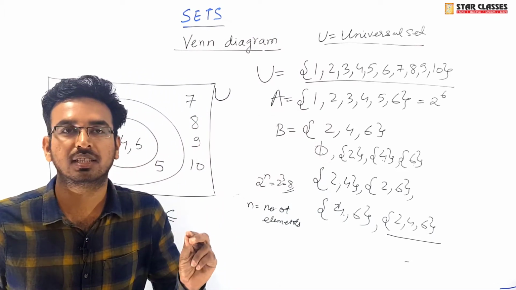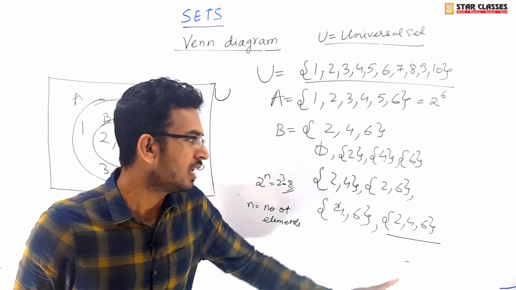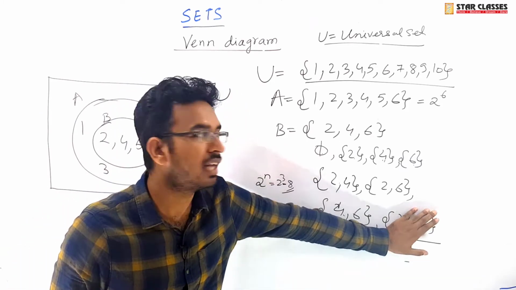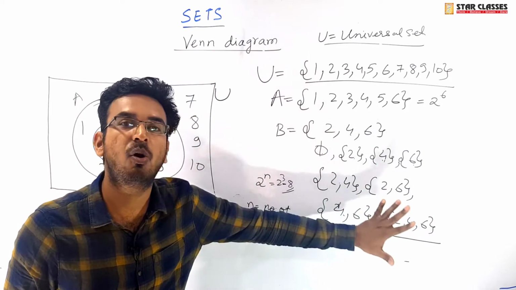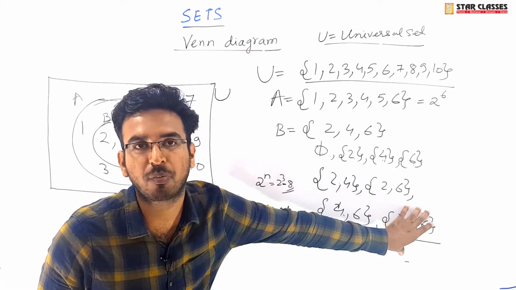Okay, there is something known as subset and there is something known as proper subset. This is not a proper subset. All the other subsets are smaller than the set. Okay, this is the set itself. So this is not a proper subset.